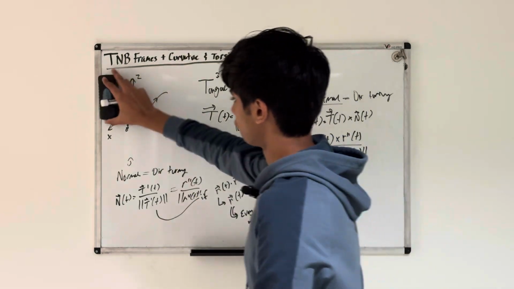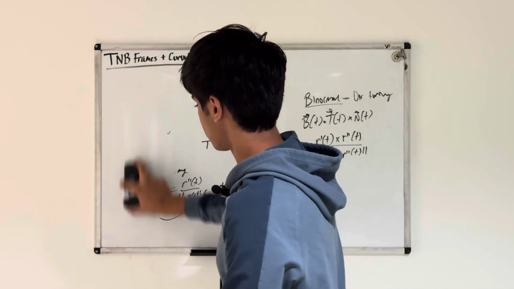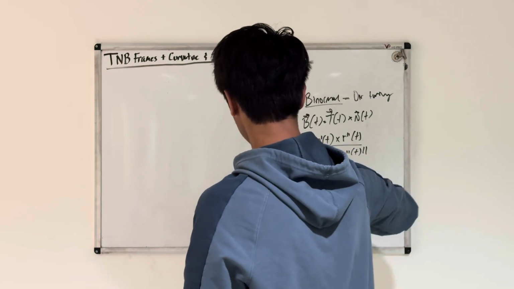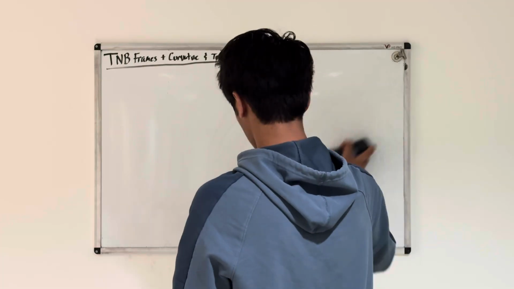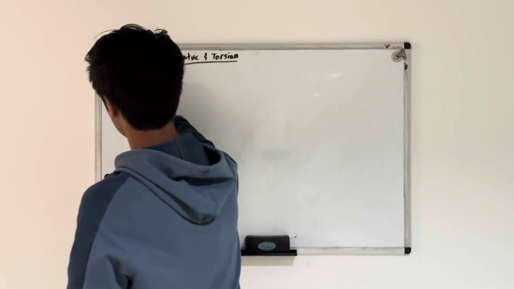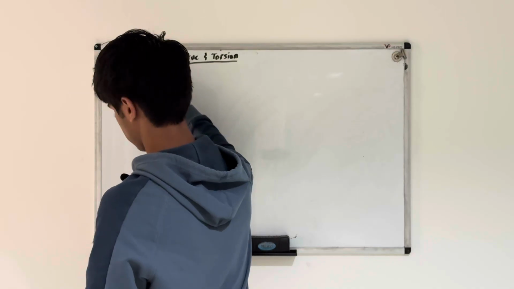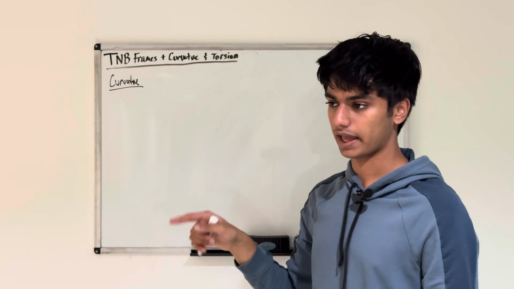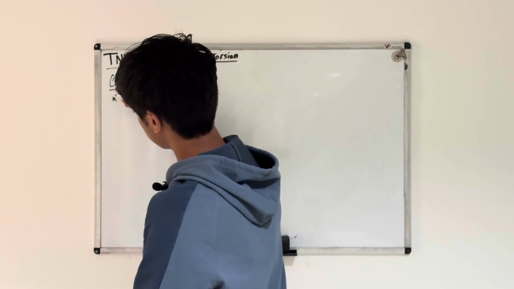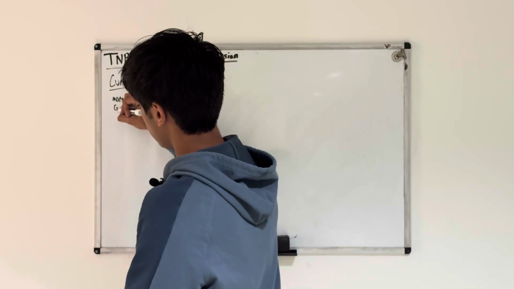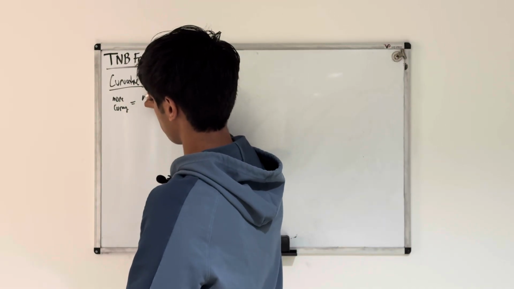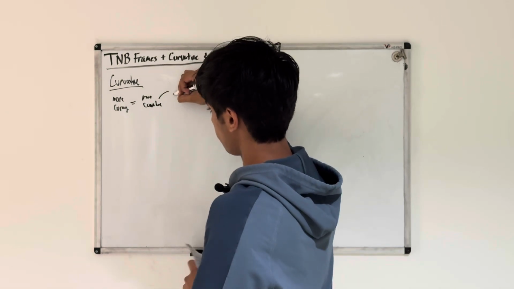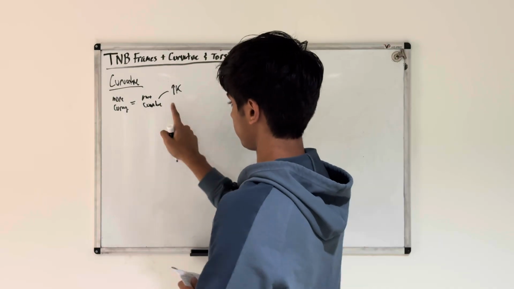Next, let's go over curvature and torsion, which is a concept that goes pretty hand in hand with TNB frames. So curvature gives us a measure for the failure for a curve to be a line. So the more curvy a space curve is, the more curvature we have. The symbol for curvature is kappa, which just looks like a K. So the curvier it is, the larger kappa is.